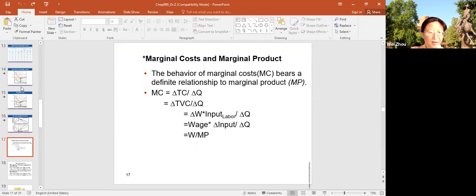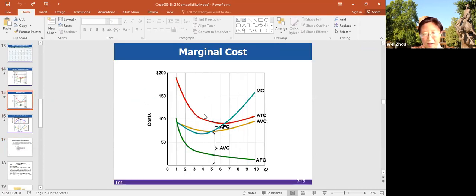Next we are going to talk about why. We said average variable cost is U-shaped, average total cost is U-shaped. Now why? So now let's take a look. Average total, average variable, and marginal cost are all U-shaped. Why are they U-shaped?